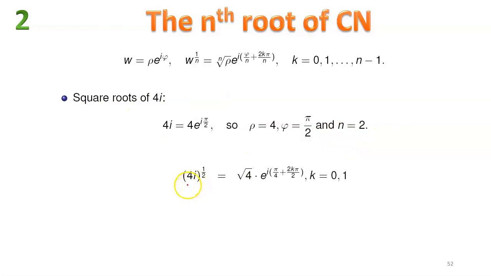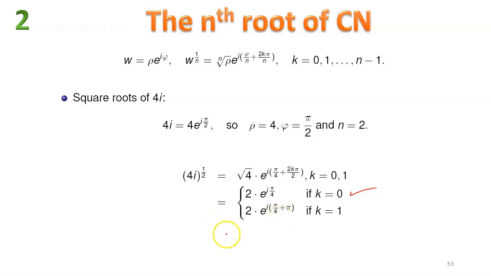Now the square root of 4i is equal to, according to this formula, the square root of 4 into e to the power i times, pi by 4 plus 2k pi upon 2, where k goes from 0 to 1. For k equal to 0, we call it the principal root, that is equal to 2 times e to the power i times pi by 4, and the second root for k equal to 1 is 2 times e to the power i times pi by 4 plus pi, that is 5 pi by 4.